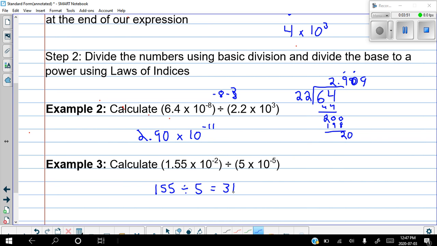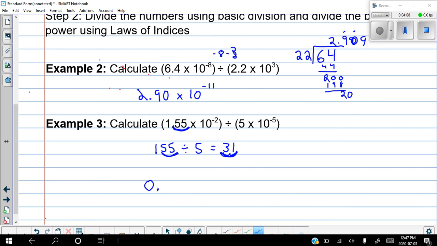Okay? But we know that this is actually going to be 0.31, because if we took out this decimal and moved it to the beginning to make it 155, we have to put it in at the end. So we have 0.31 then, and then we're doing times 10, and then here we have negative 2 minus negative 5. So that's actually going to result in positive 3, because we're going to have positive 5 minus 2. So we get 3.